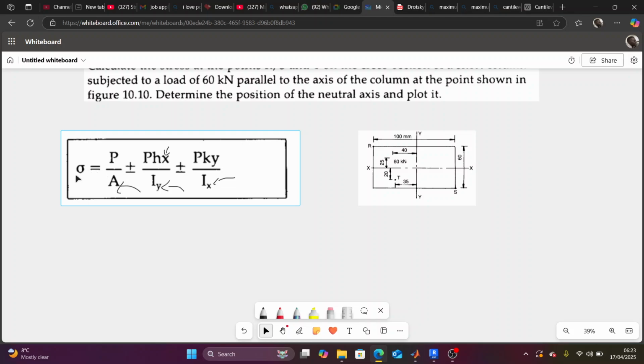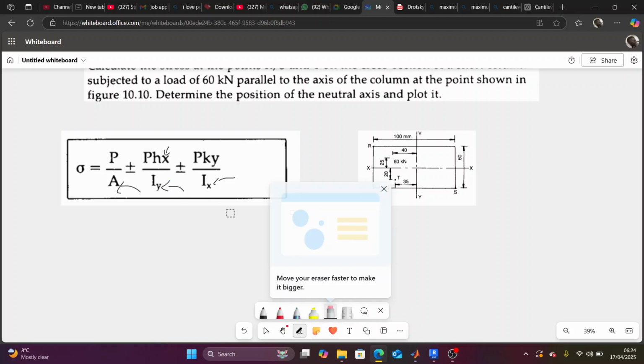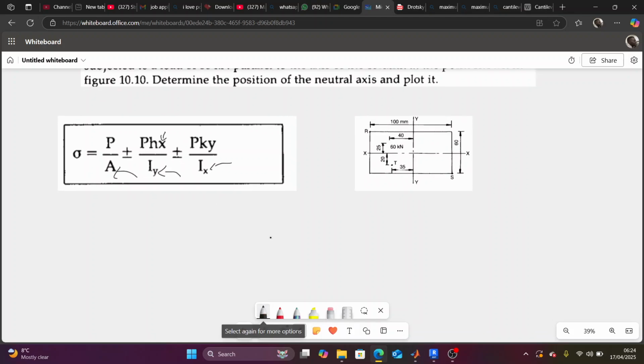It simply says that stress is equal to P over A plus minus P·h_x over I_y plus minus P·h_y over I_x. I will explain what P·h_x and P·h_y are. So the first thing to do when you have this type of problem is to solve for A, then I_y, and then I_x. So let's start by doing what? What is the area?